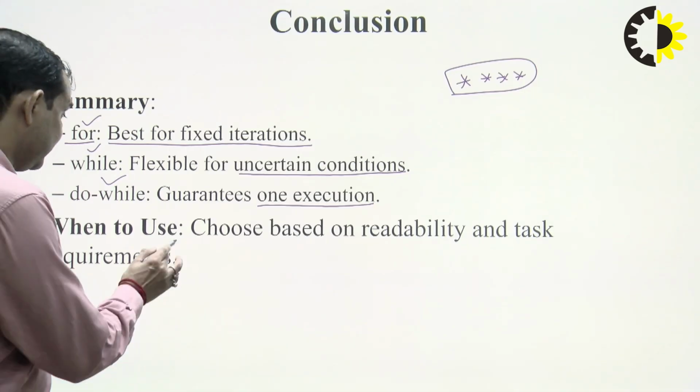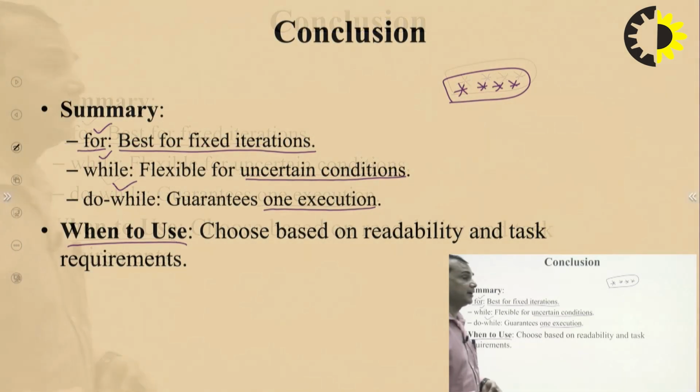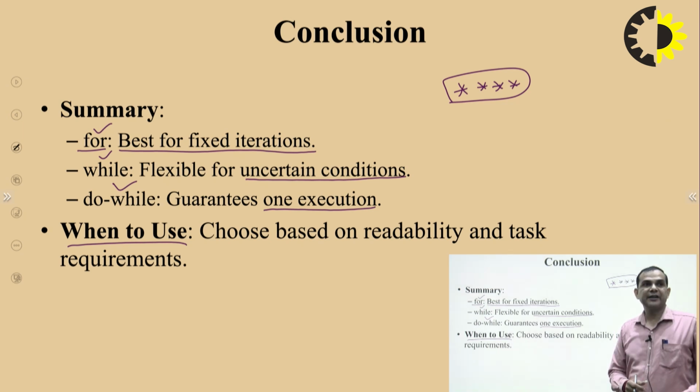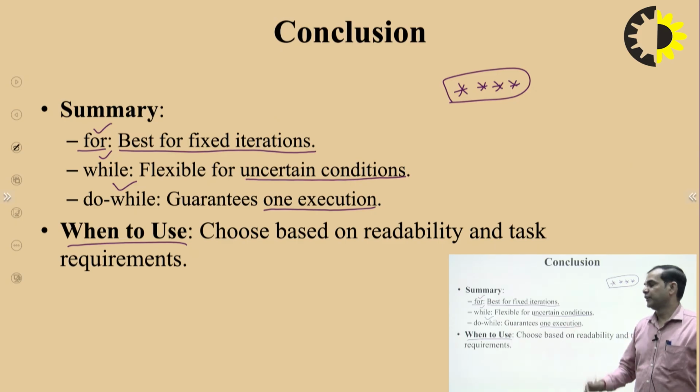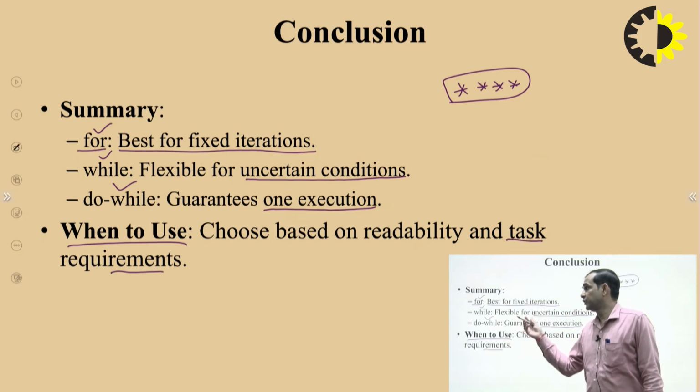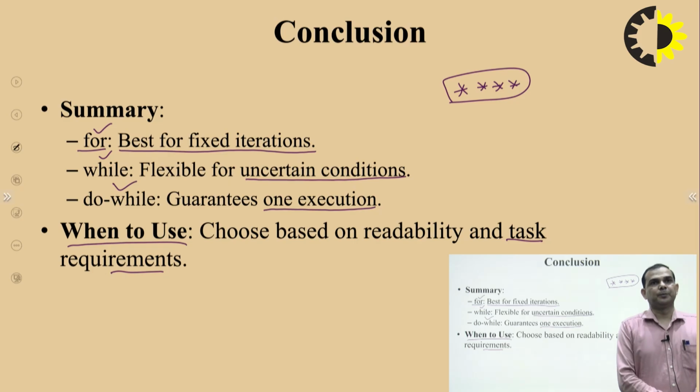If we ask when to use which, it depends on the condition or what we want to execute. As we discussed here, if we know the number of iterations, then we use the for loop. If we do not know the number of iterations, or the iterations are unknown, then we use the while loop. Or if we want it to execute at least one time, we use the do while loop. So it depends on the conditions, the reliability and the task requirement. Based on the task requirement, we use the for loop, while loop or do while loop.